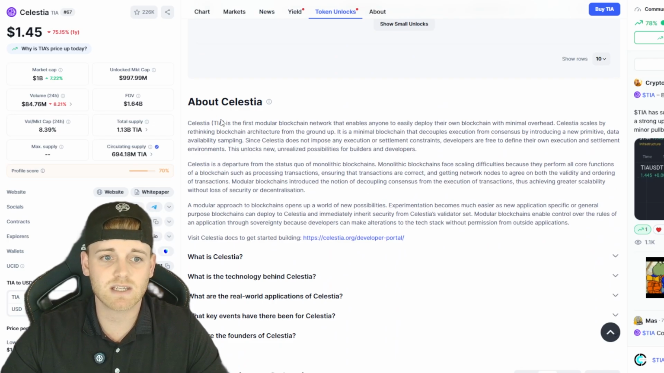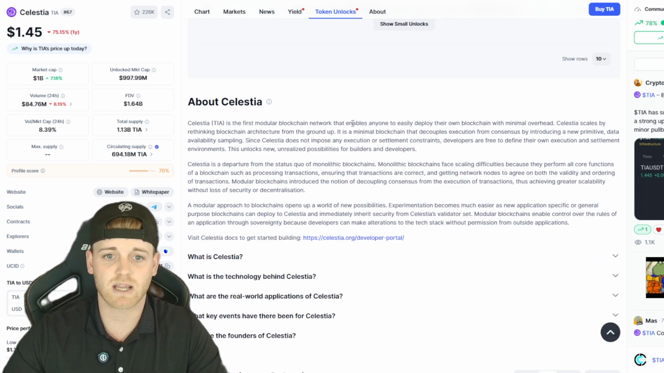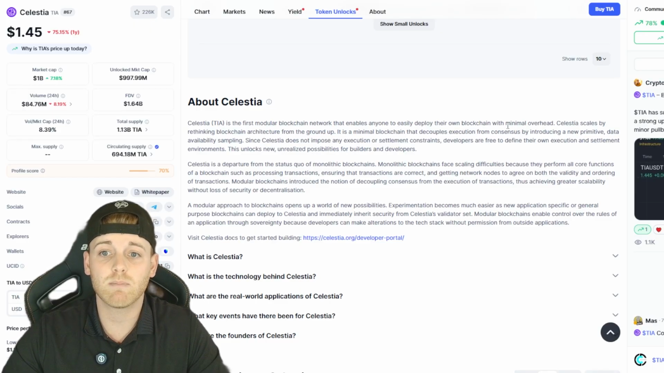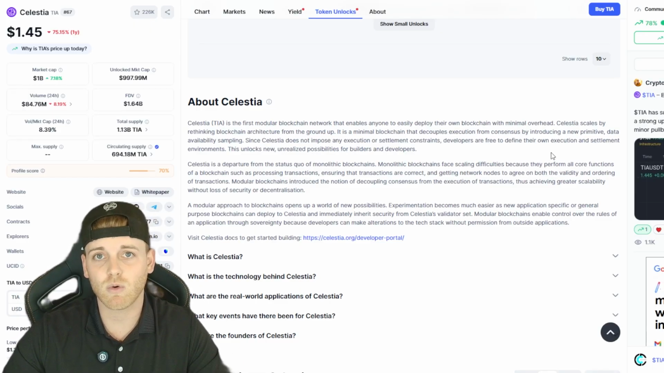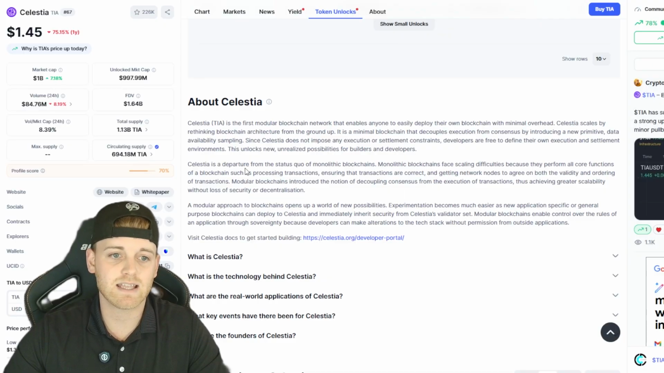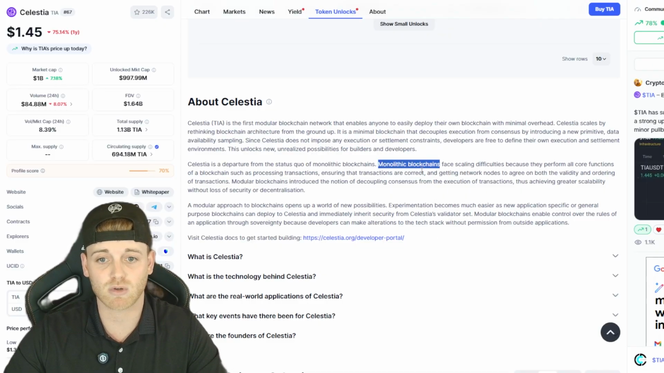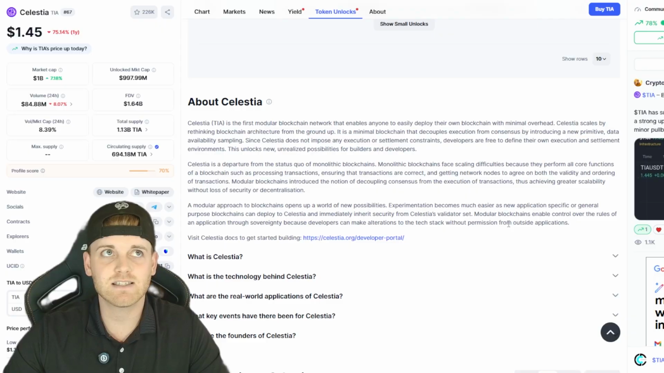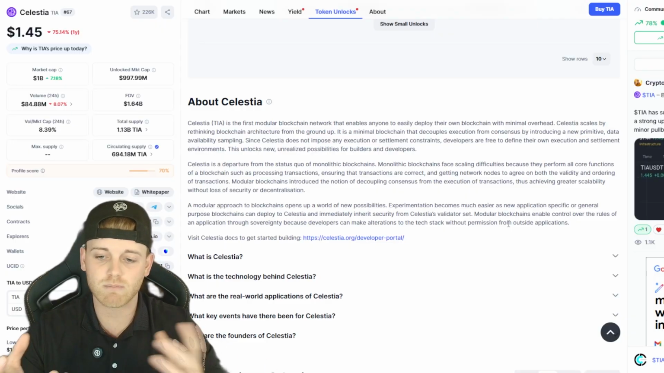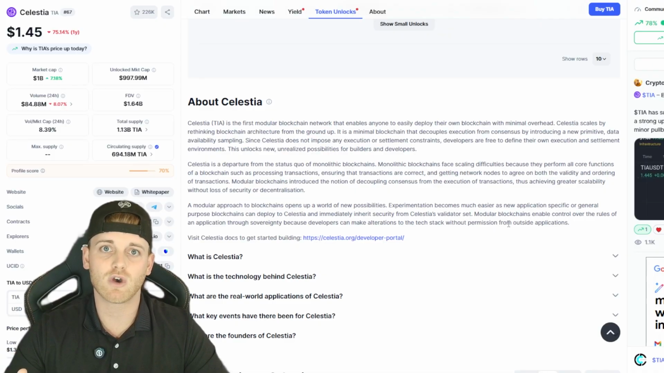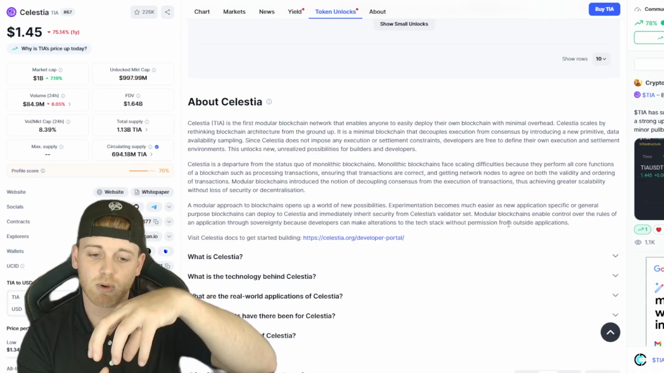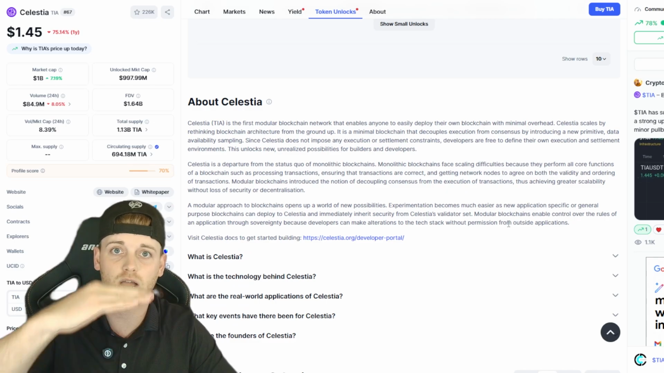TIA is the first modular blockchain network that enables anyone to easily develop their own blockchain with minimal overhead. The way they do this, instead of traditional blockchains, is that they have created what is called a modular blockchain, which is pretty hard to explain. You need to think of it like two different models. In one model, you've got, say, Solana, like a block of Lego, one block of Lego going up.